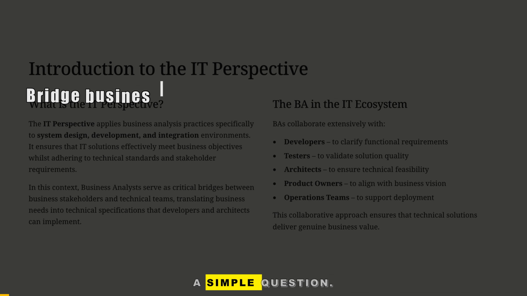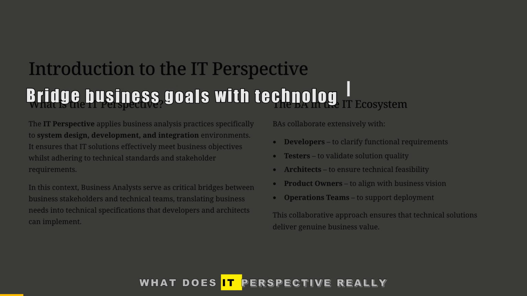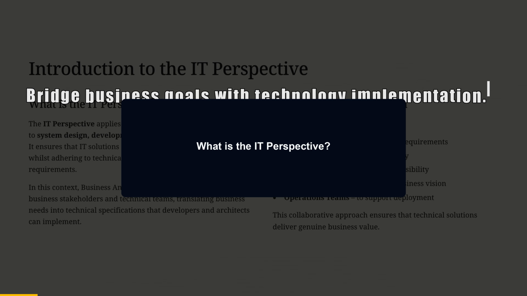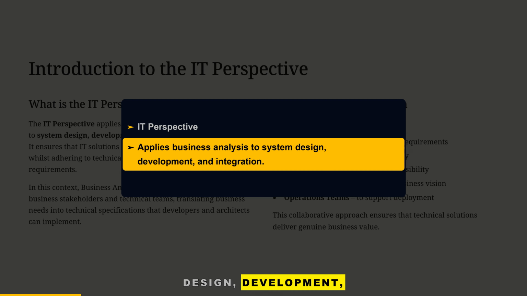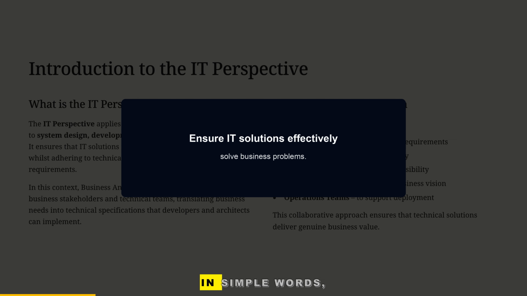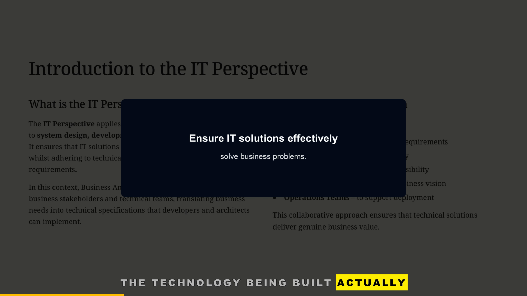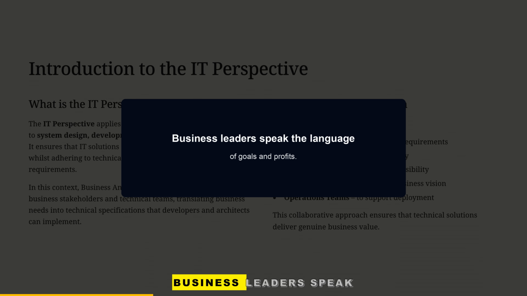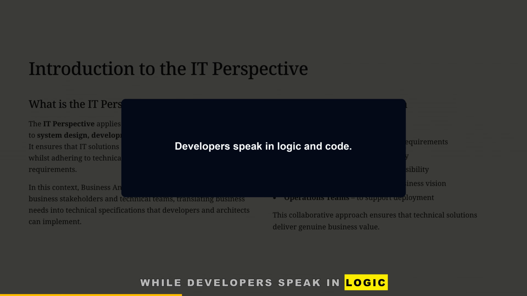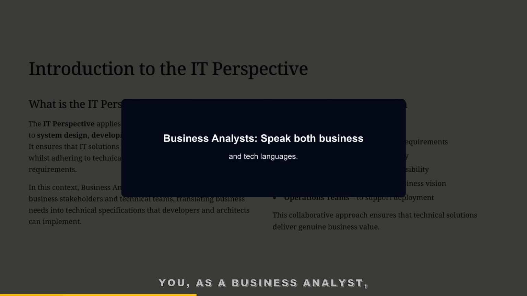So, let's start with a simple question. What does IT perspective really mean? The IT perspective is about applying business analysis in the context of system design, development, and integration. In simple words, your job is to make sure the technology being built actually solves a business problem. Think of it like this. Business leaders speak the language of goals and profits, while developers speak in logic and code. You, as a business analyst, speak both.